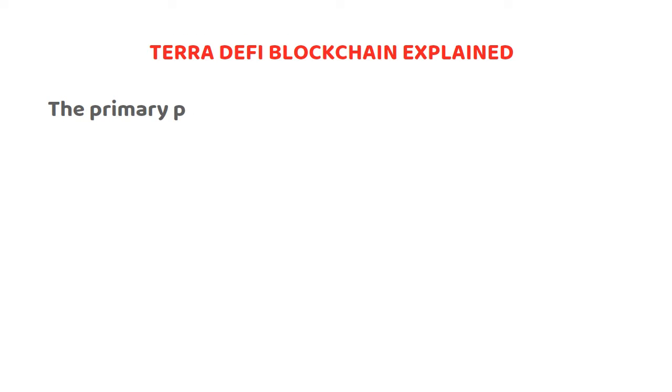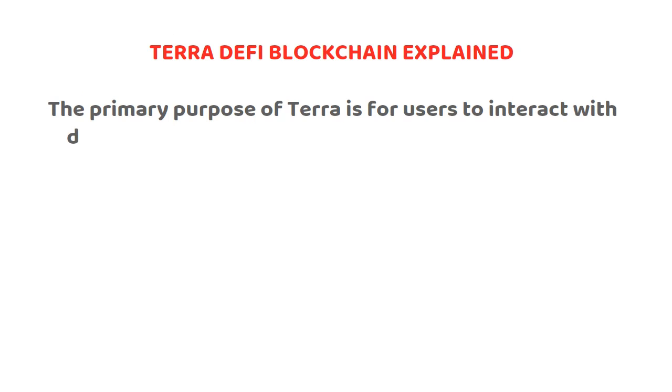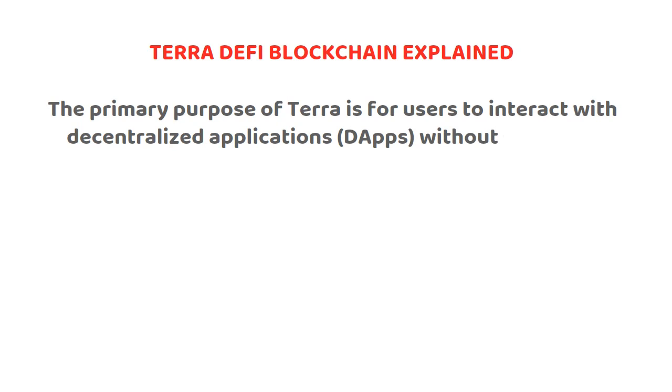Terra DeFi blockchain explained. Now, the primary purpose of Terra is for users to interact with decentralized applications, or dApps, without suffering from volatility or high gas fees like its competitor Ethereum. Generally, developers build a Terra dApp by requesting funding from the Terra treasury. Developers apply to the treasury by providing their dApp website, defining what their funding will go toward, describing in-depth governance, and detailing any potential dApp audit data.